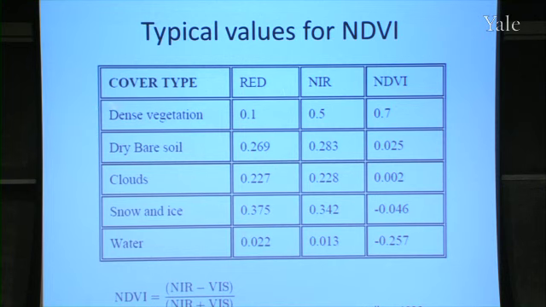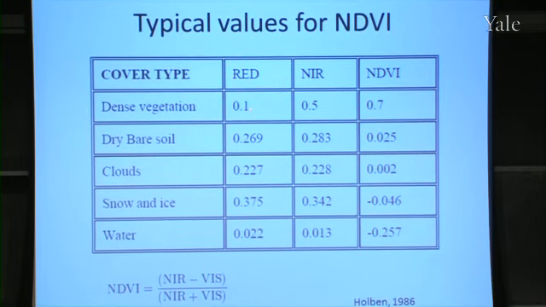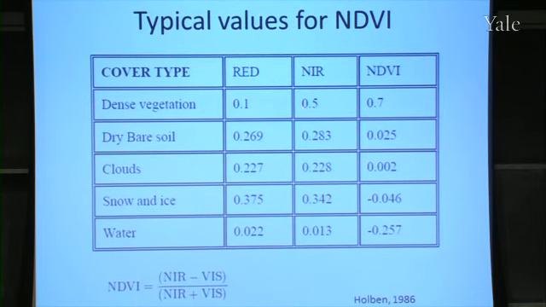For example, dense vegetation reflects only 10% of the red, but half of the near IR. You put that into the formula, you get an NDVI of 0.7 roughly. Dry, bare soil, you saw the numbers, that's a lower NDVI. Clouds, they're very bright, but they reflect both types of radiation roughly equally. Therefore, they've got an NDVI close to 0. Snow and ice and water have negative NDVIs because they actually reflect more in the visible than they do in the NIR.